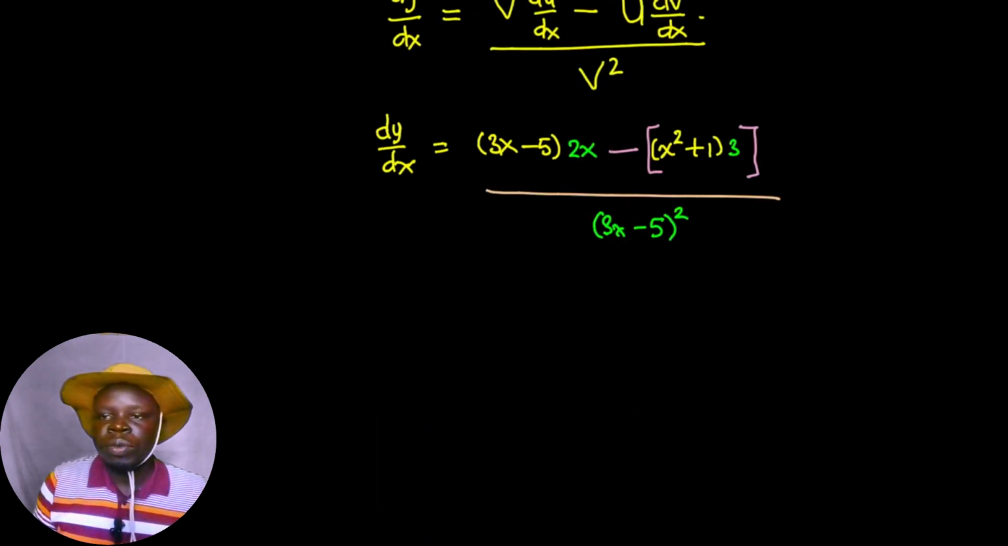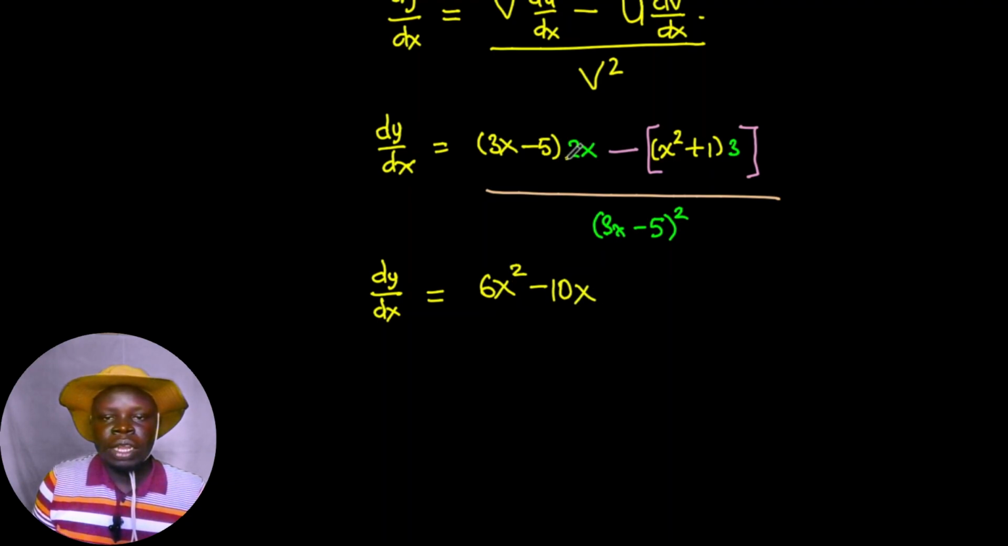Now let's move on. From here we have dy by dx is given by, and you can open up this bracket by multiplying by 2x. So the first term goes to 6x squared, and the second term goes to 10x. Now we're done with this. Let's move to the next one. Maintaining this bracket, we open it up by multiplying by 3. So the first term goes to 3x squared, and the second term goes to 3, plus 3 times 1 is 3.